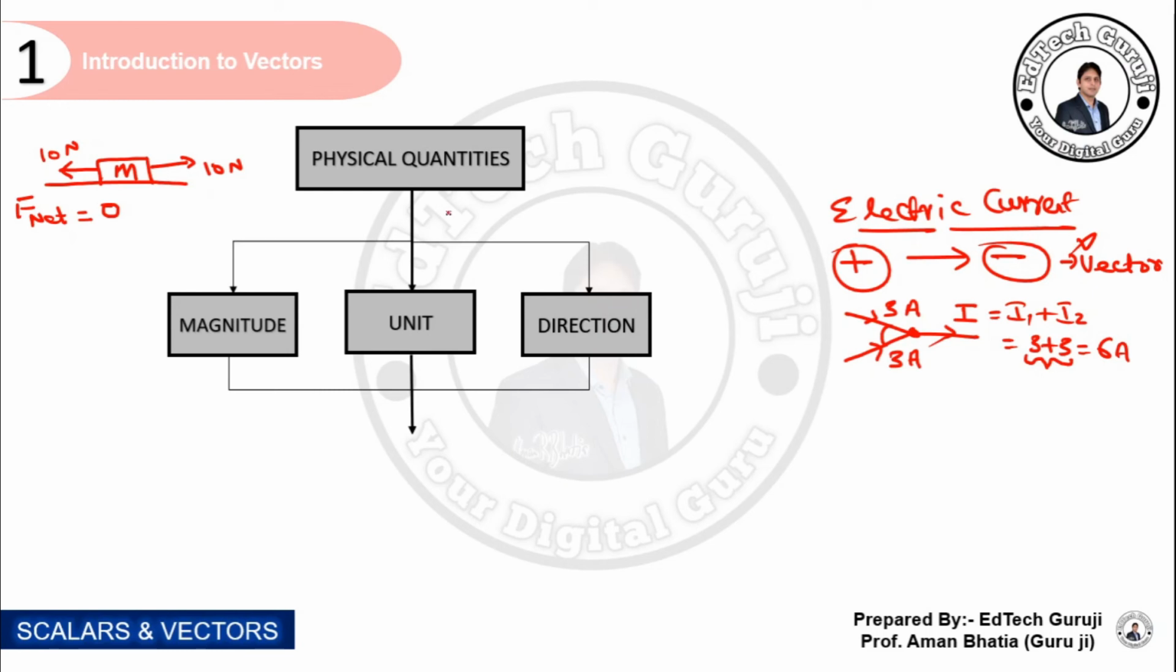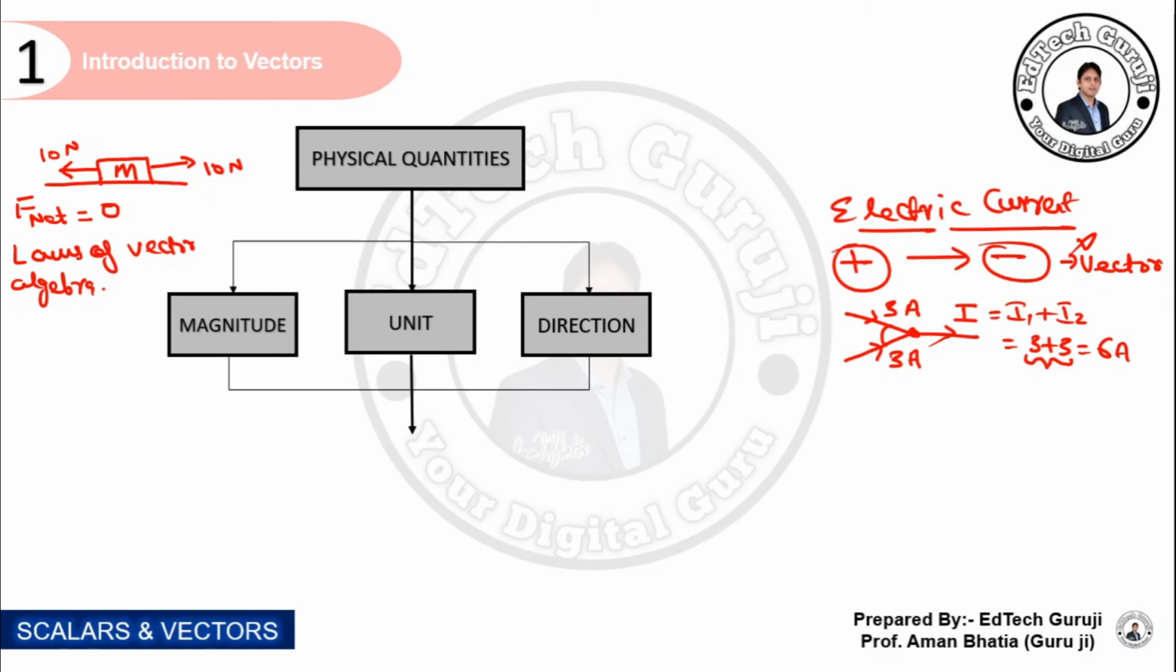We will study this in much more detail in our future lectures, how we add, subtract and multiply vectors, and this comes under the section called vector algebra. That means along with having magnitude, unit and direction, a physical quantity must obey the laws of vector algebra. Then only can that quantity be given perfectly as a vector.